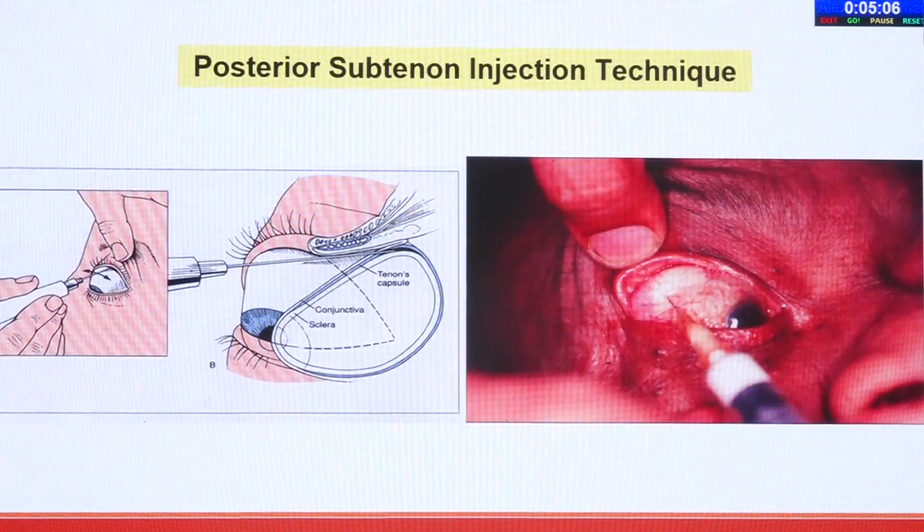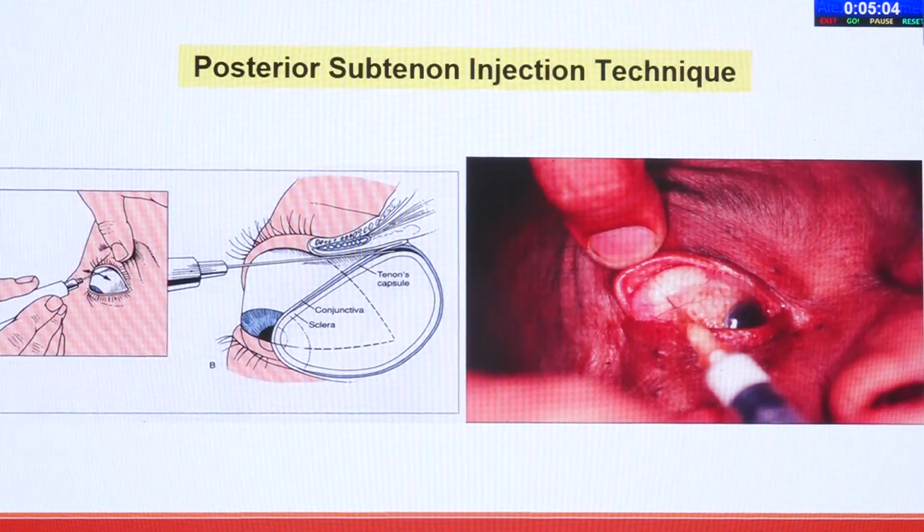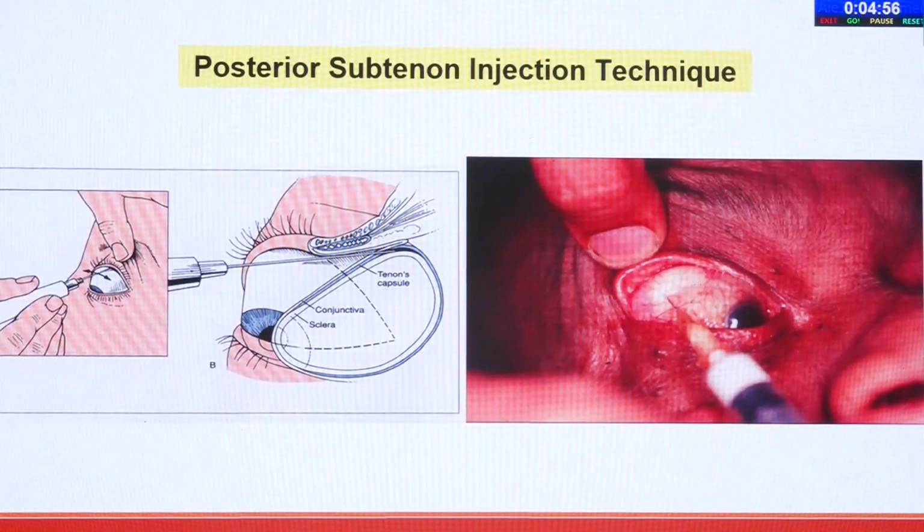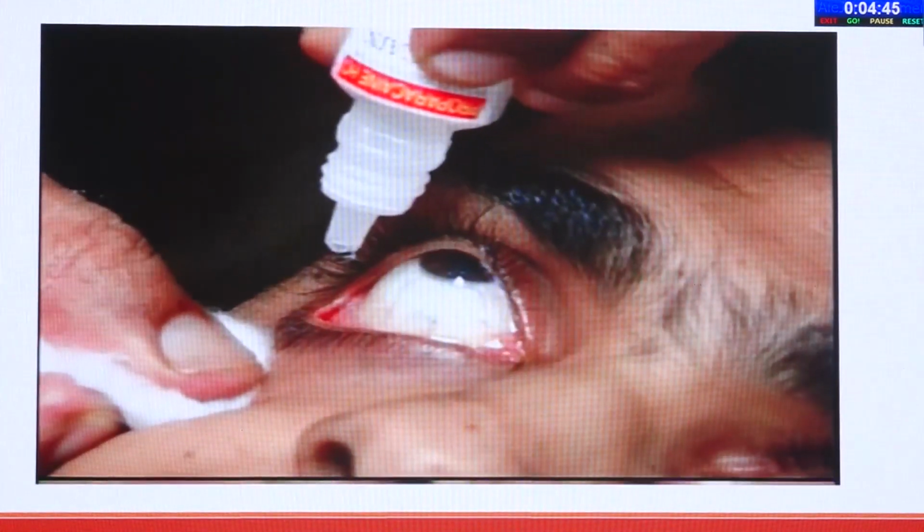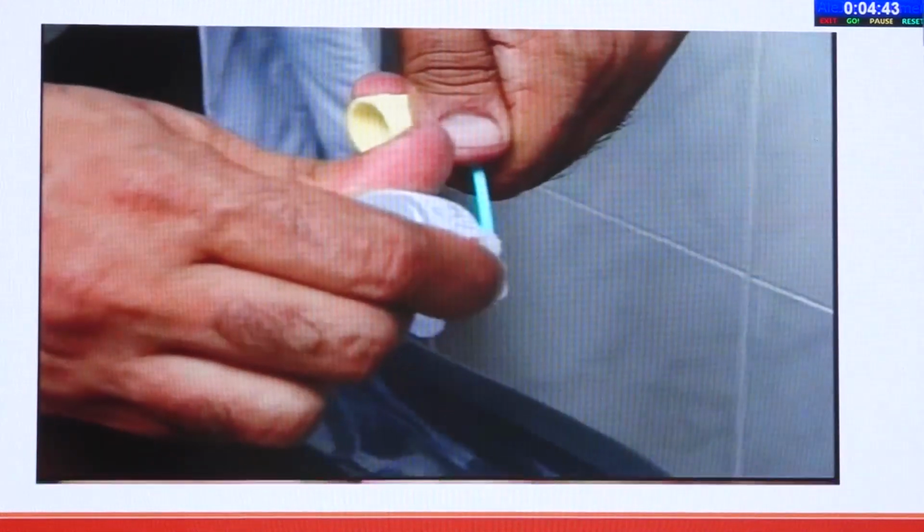This is the posterior subtenon injection. This is a diagrammatic picture. You go vertically and then with a side-to-side movement, and then give the injection in the upper temporal quadrant. It should be given as posteriorly as possible so that you don't see the injection site anteriorly. If you don't give it posteriorly, the chance of glaucoma is more. And this is a small video. I thought that the general ophthalmologist should see it.